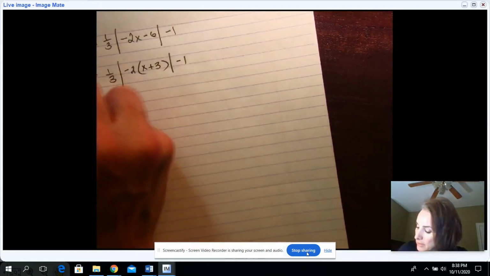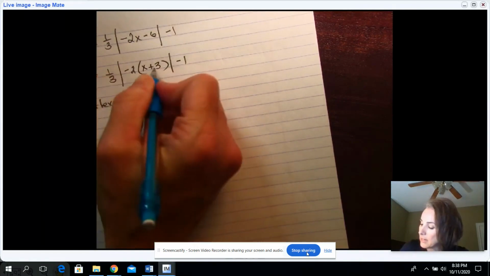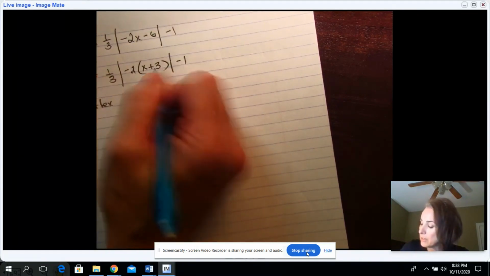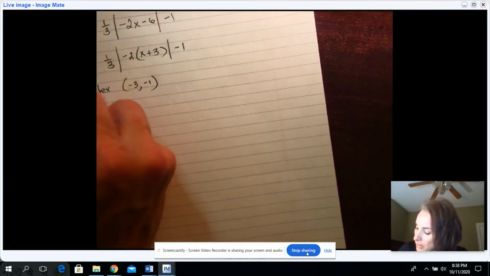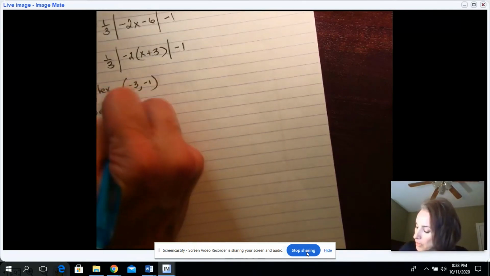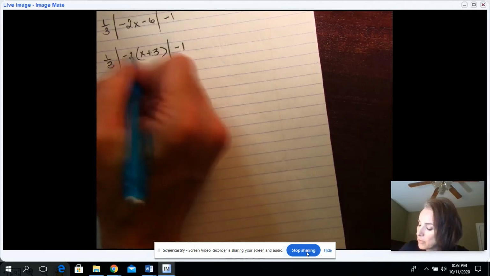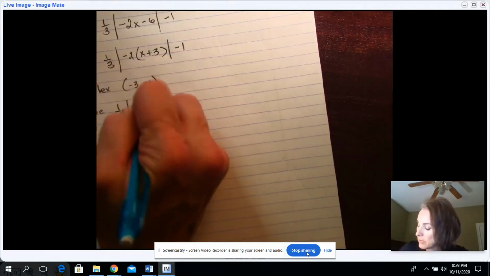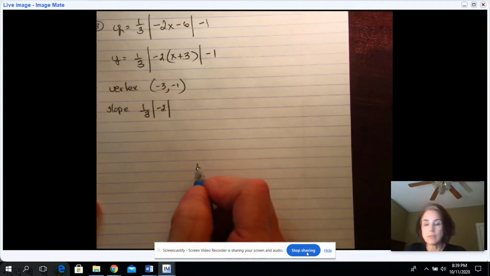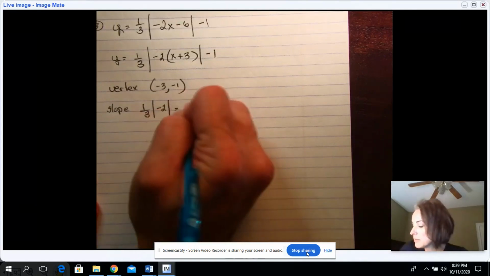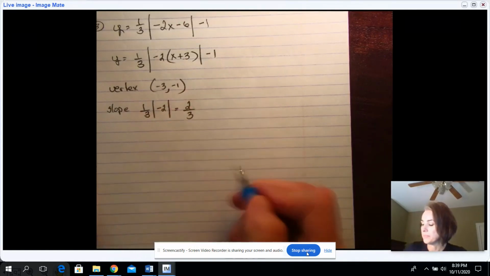So what is your vertex? Your vertex is -3. You're going to go to the left 3 and down 1. So it's -3, -1. All right. And then your slope here is going to be 1/3 times the absolute value of -2. Oops, I'm sorry. 1/3 times the absolute value of -2, which is just positive 2/3.